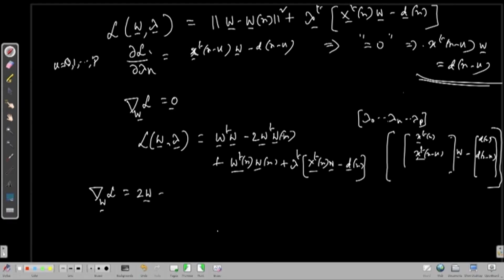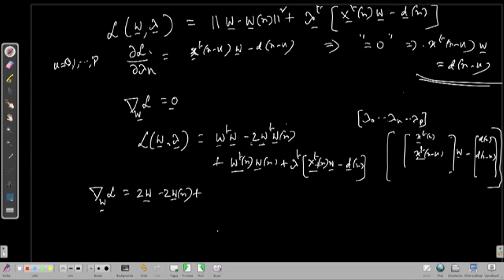Here, twice w transpose w n means w 0 w 0 n, w 1 w 1 n, and so on. If you differentiate with respect to any particular weight, say w k, the term becomes twice w k n. If you now stack these derivatives, twice w 0 n, twice w 1 n, twice w 2 n and so on, it will be twice w n. This term has no w, so after differentiation it goes.